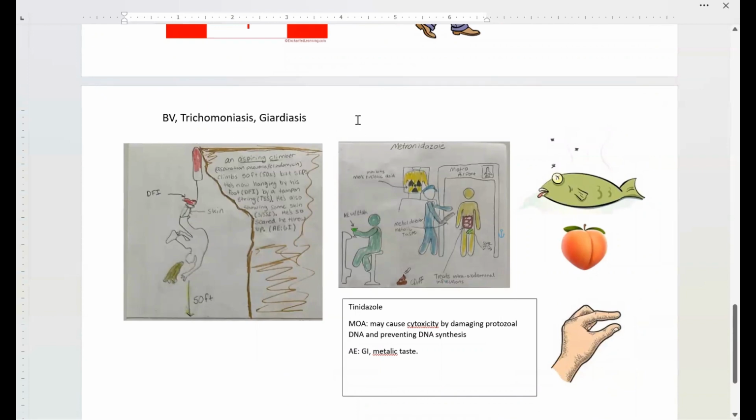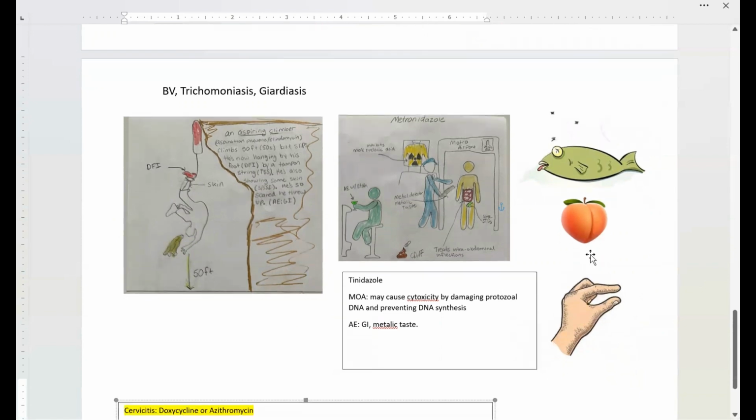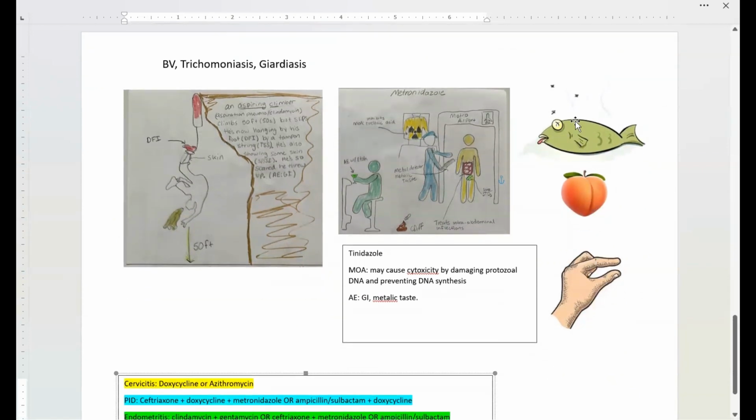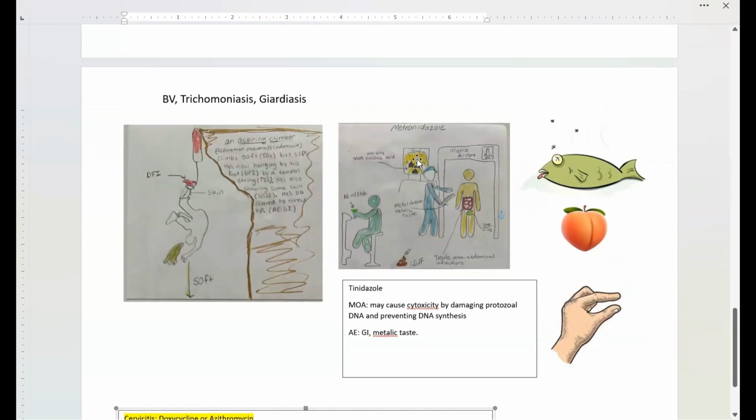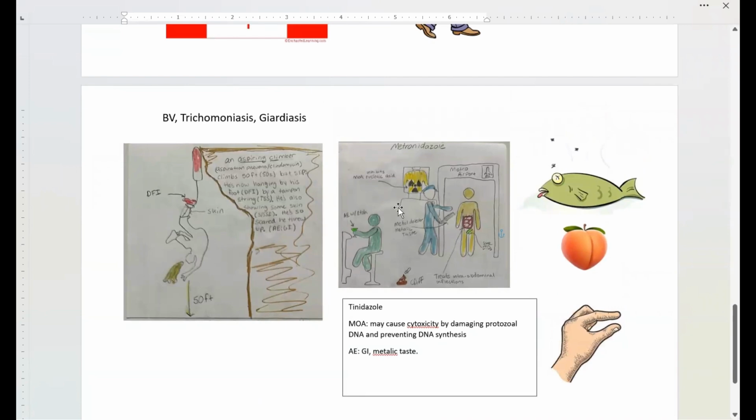Okay, now some vaginal infections like BV, trichomoniasis, and giardiasis. So here is to help you remember what these drugs are for. Again, you can use clindamycin, metronidazole. So metronidazole inhibits nucleic acid synthesis. Remember, it can't be taken with alcohol.